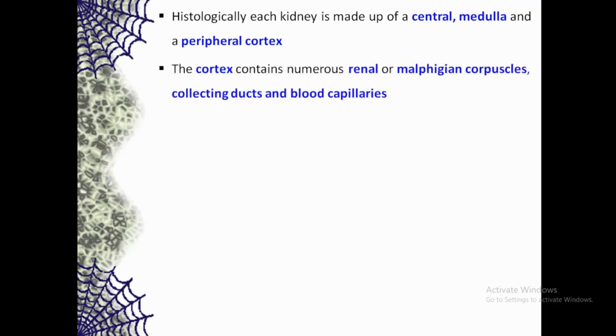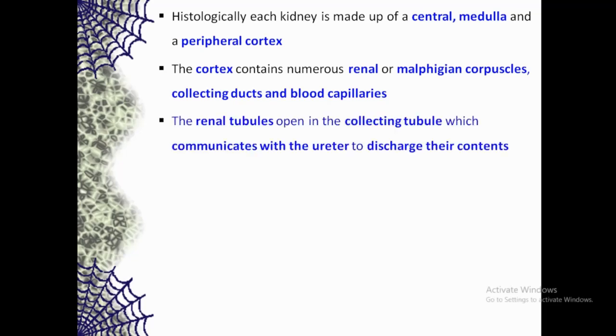Histologically, each kidney is made up of a central medulla and a peripheral cortex region. The cortex contains numerous renal or Malpighian corpuscles, the collecting ducts, and the blood capillaries supplying blood to the kidneys. The renal tubules open in the collecting tubule which communicates with the ureter to discharge their contents, meaning whatever the excretory product is there, it is discharged into the ureter.